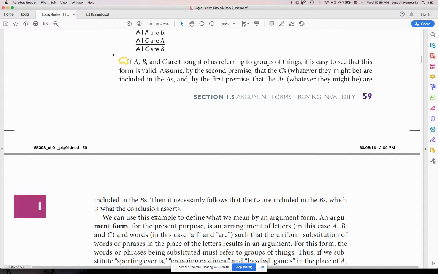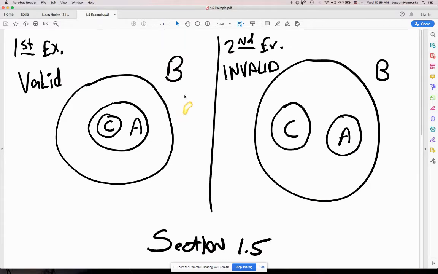He basically says, if A, B, and C are thought of as referring to groups of things, it's easy to see that this form is valid. And then he basically unpacks the premises. Now let me give you an example, okay? Let's say B are toys. And I say, look, all Legos, all A, are toys, or are B. All space Legos are Legos. Therefore, all space Legos are toys, right? Because Legos are toys and space Legos are also toys.